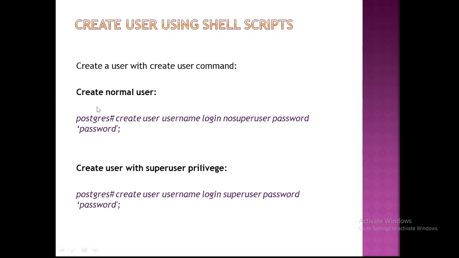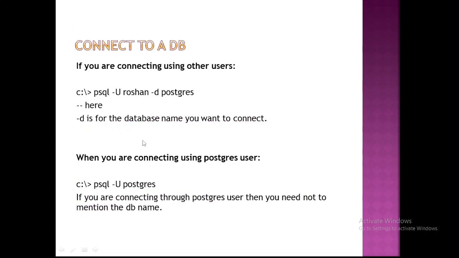We can check these in the help section of this utility as well. Now inside the PostgreSQL prompt, we can use this command: CREATE USER username LOGIN NOSUPERUSER PASSWORD of the user. We are not going to create a superuser here, so we mention NOSUPERUSER. Then with the superuser privilege we need to mention CREATE USER username LOGIN SUPERUSER PASSWORD, the password for the newly created user.